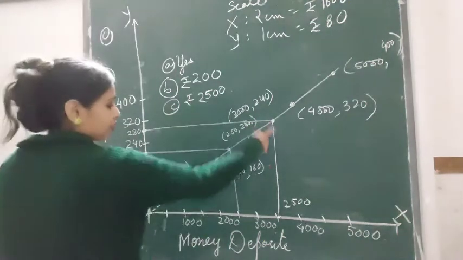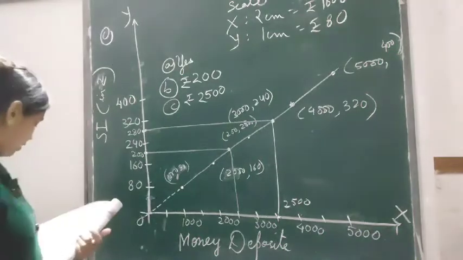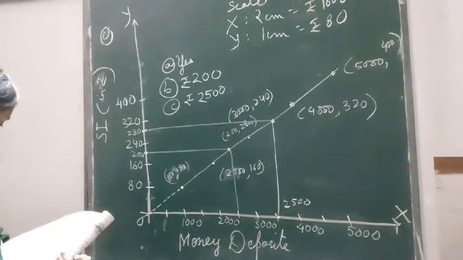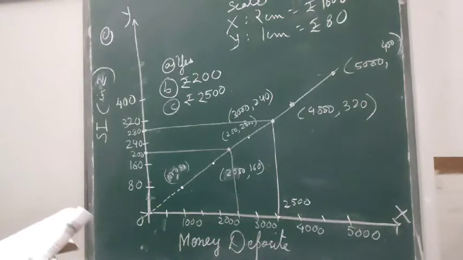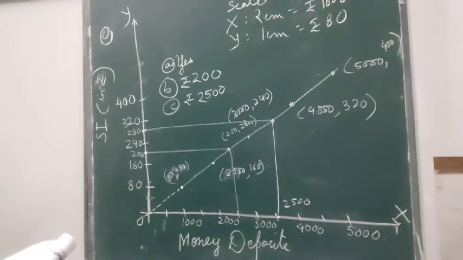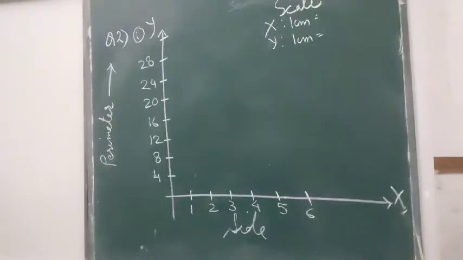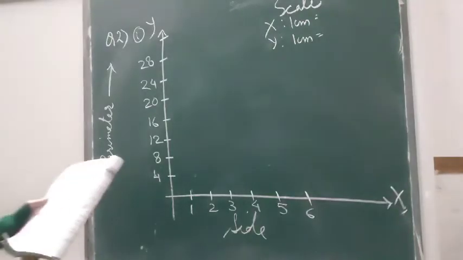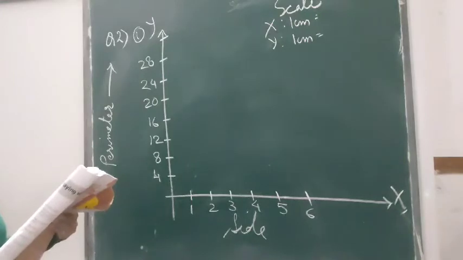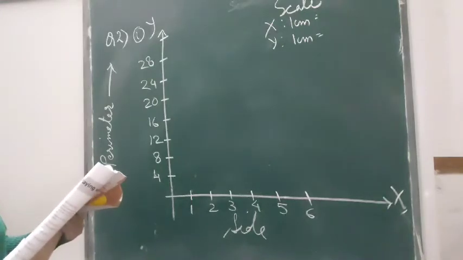Okay, children? So this completes the third one. Then we go to the C part of question number 2. Children, we are starting with question number 2 now. Question number 2 is: draw the graph for the following and find whether it is a linear graph or not. So let's start.